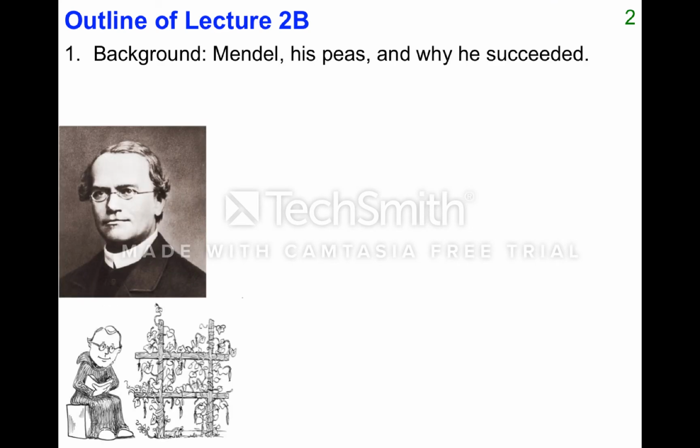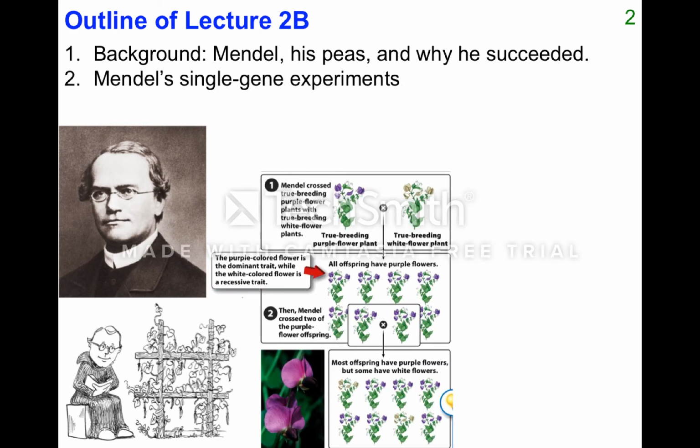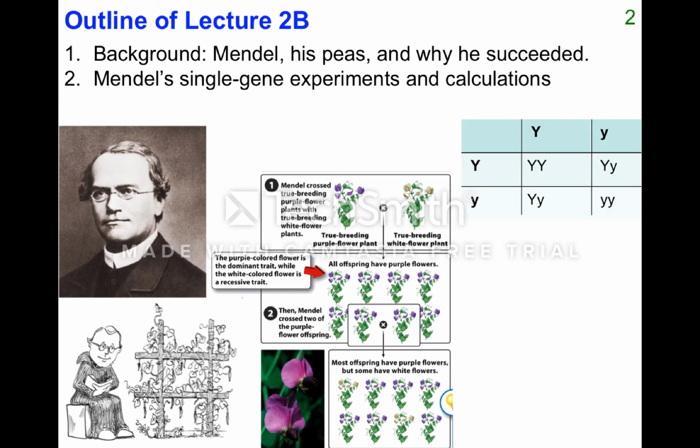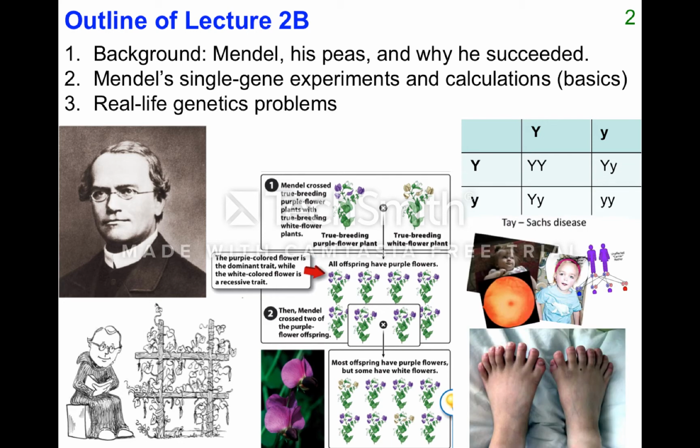Alright, so for this lecture, we'll start with a little bit of background about Mendel, the peas that he worked with, and why he was able to succeed where others failed. Then we'll go through some of his single gene experiments so you can understand what he did and the calculations he did, basically to understand the basics of inheritance. Once you know the basics, we're going to immediately apply them to real-life genetics problems, the kind of work a genetic counselor would do, so you can start applying them to more difficult and interesting situations. That's the more advanced stuff we'll be doing near the end of this lecture.